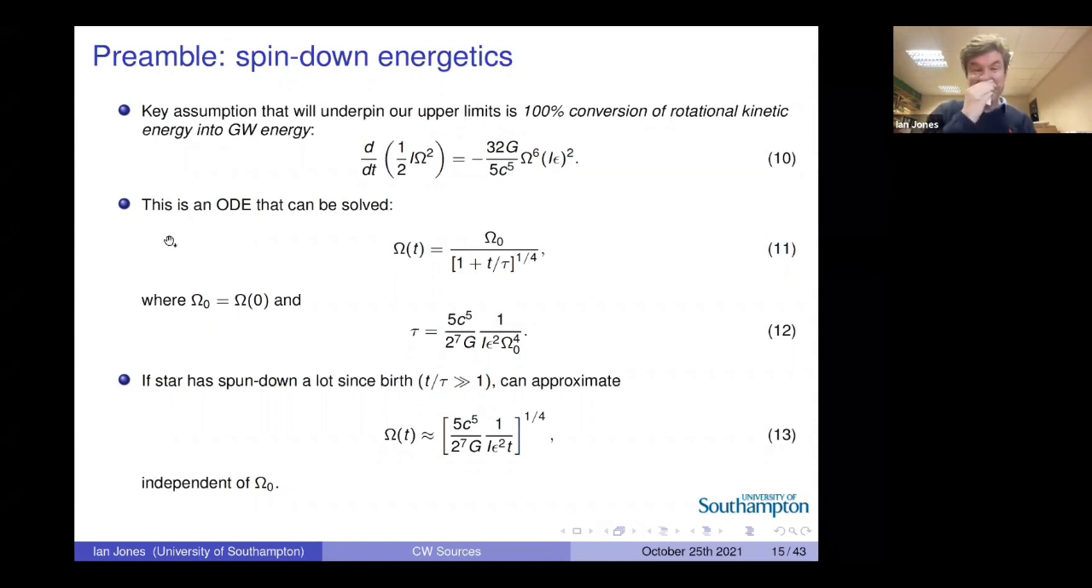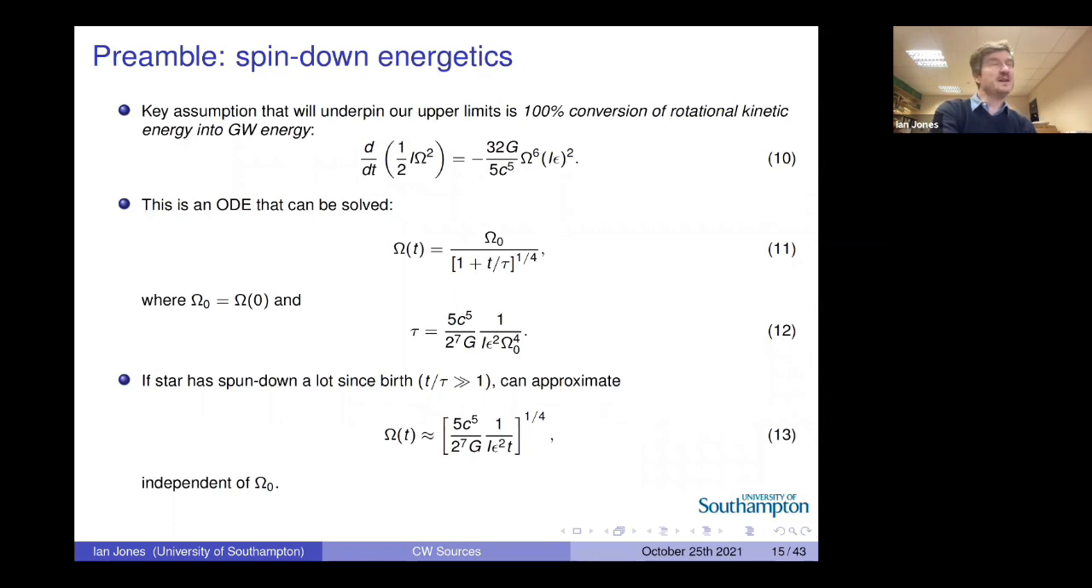There are some neat cancellations, and if one makes the rather strong assumption that we're looking at a star that was born really fast and is old enough that it's spun down quite a lot, so that the time now is much bigger than its tau when it was born, then you get a neat cancellation. You get equation 13, which is telling us that its spin frequency today at time t is given by this formula here, and what you can see is that the birth spin frequency, omega naught, has dropped out.